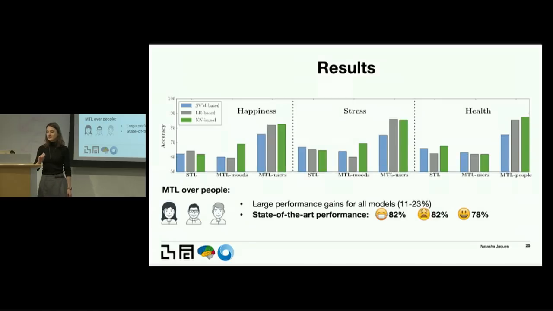What does get you there is using these techniques to personalize the models to each individual. So when we treat predicting the mood or the stress of different people as related tasks, then we see quite large performance gains, actually up to about 20% in some cases. And at the time we did this research, that led us to state-of-the-art performance in predicting these self-reported outcomes. So 82% for health, stress, and 78% for happiness. So we were pretty excited about this.